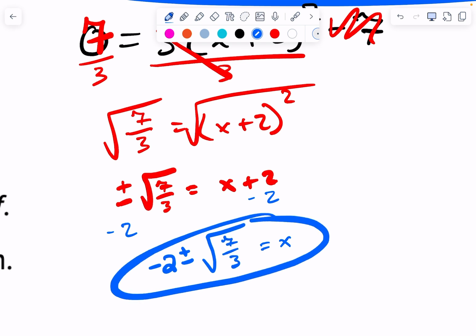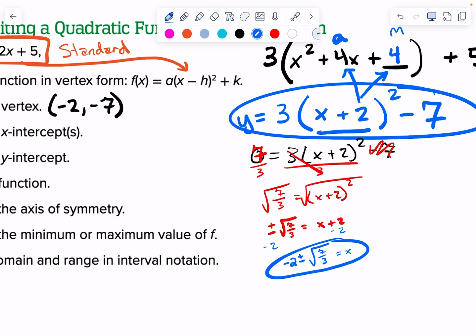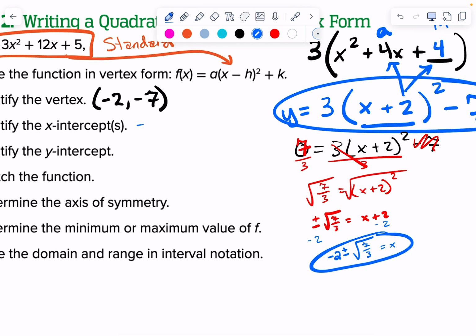How many answers is that? 2, right? We could actually do that in our calculator and get 2 decimal answers. We're not gonna. We're just gonna do it like this. -2 plus minus the square root of 7 over 3. And we're gonna call it a day for that part.